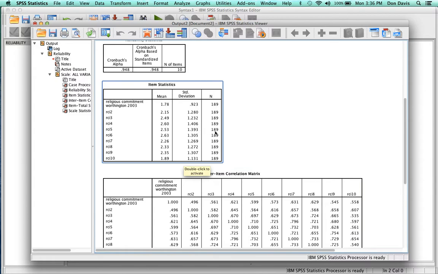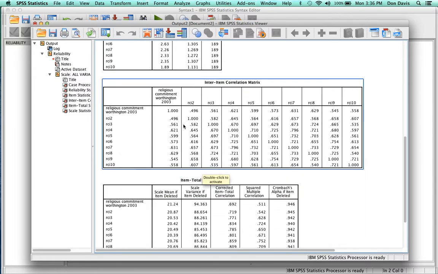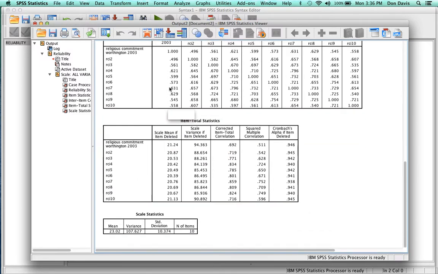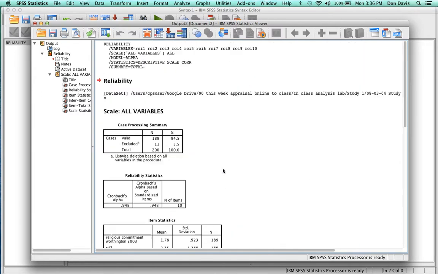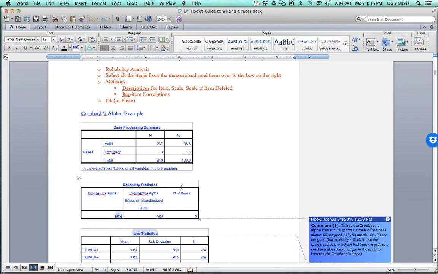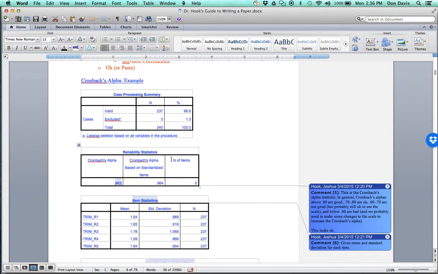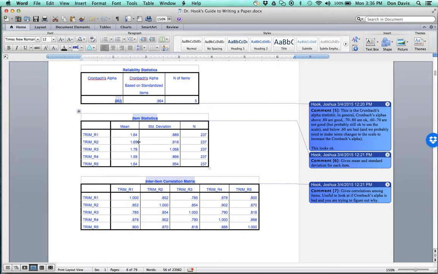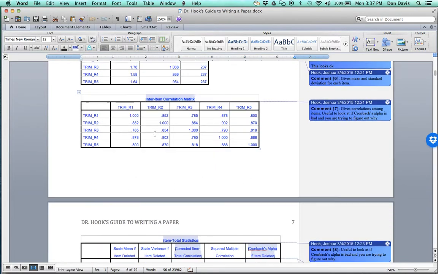We've got our mean, standard deviation, and n. And then you can also check this to make sure there aren't any negative loadings, or the item total correlation. If one of these was really low or negative, it might indicate a problem with reverse coding. So Josh goes through similar output for the scale that he's looking at.